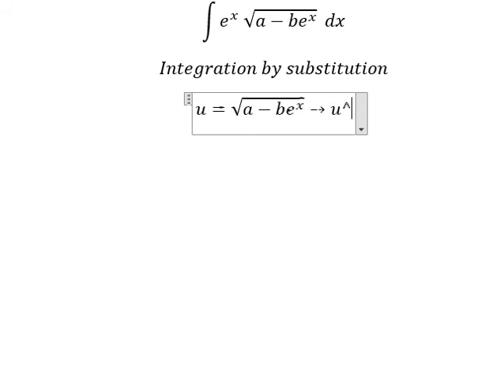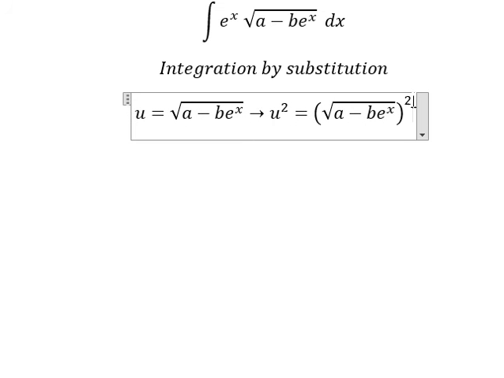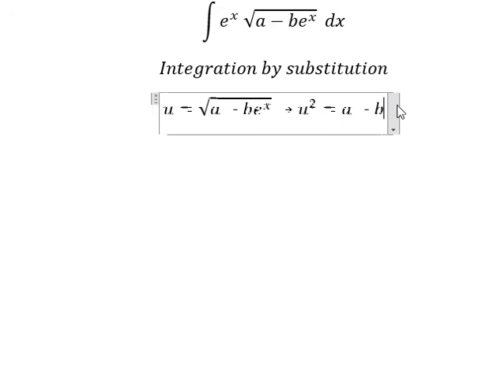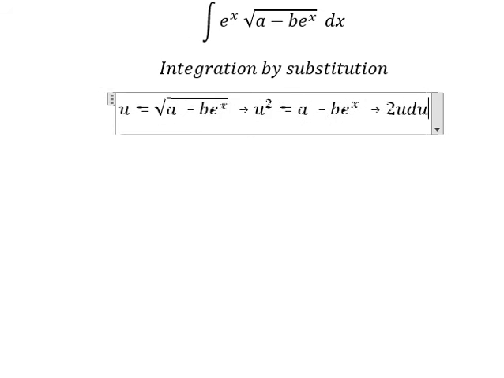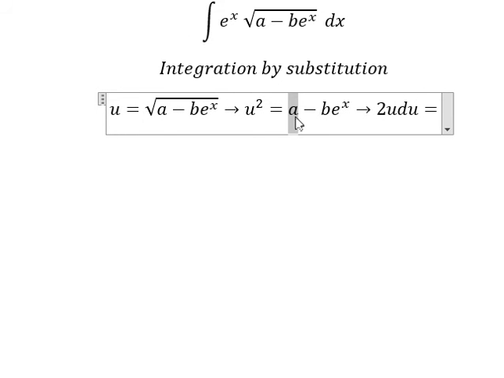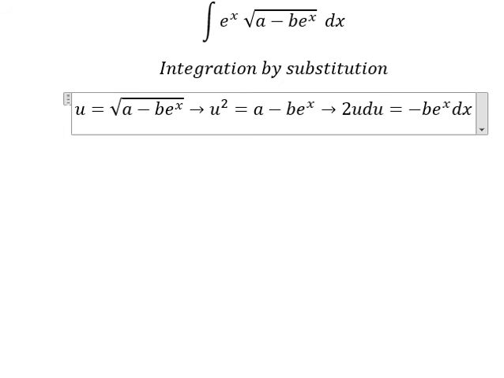Later, we put the square on both sides to cancel the square root. So we have a minus b e to the power of s. Next, we need to first take the derivative of both sides. This one we have 2u du. This one is about the constants, so you get 0. This one we keep the same. So we have negative b e to the power of s ds.